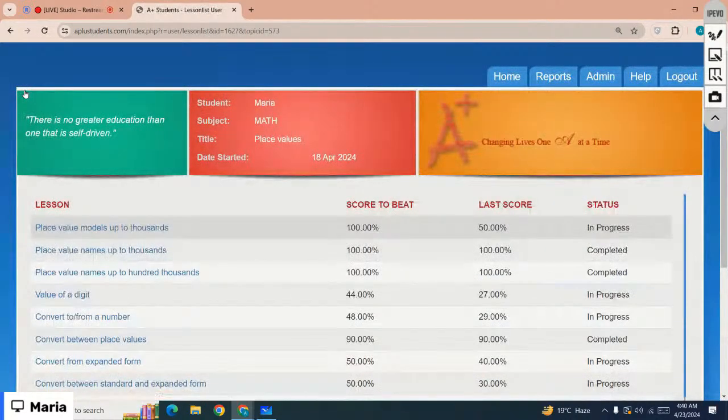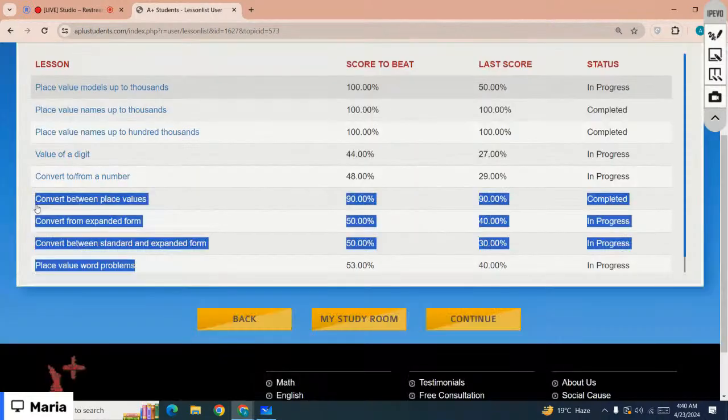So we were working on grade 3 math. The chapter we were working on is place values. We have convert from expanded form, convert between standard and expanded form, and place value word problems, right? So please make sure before the next session you complete all the practice questions for the lessons we did today. That is your homework until next session, right?